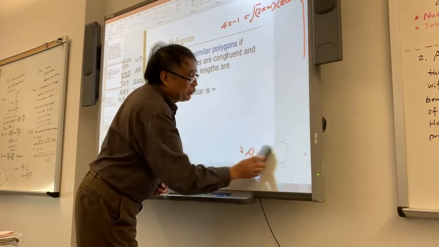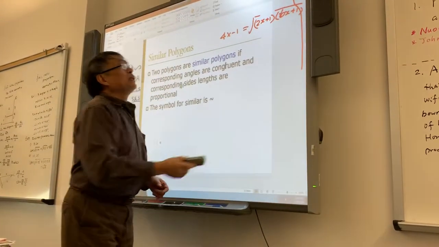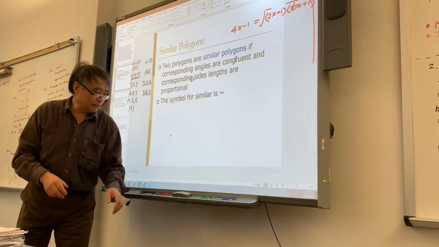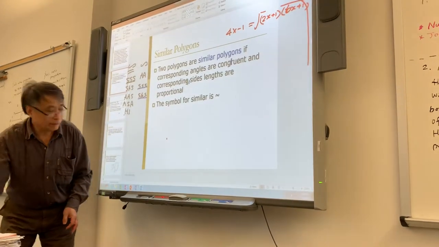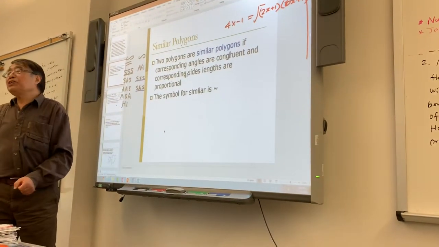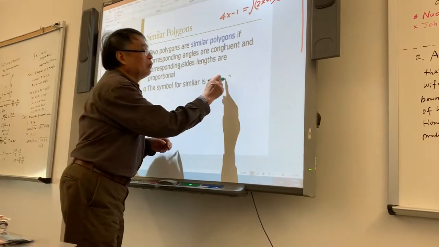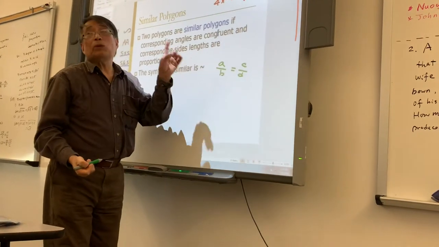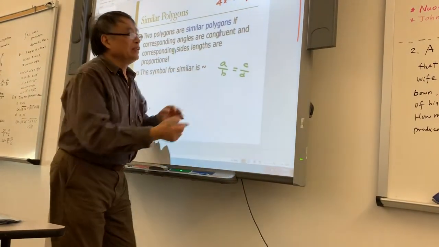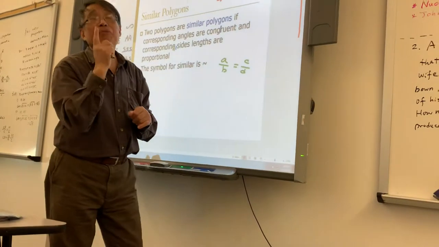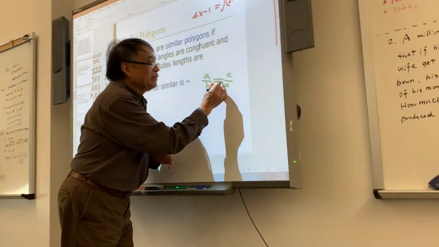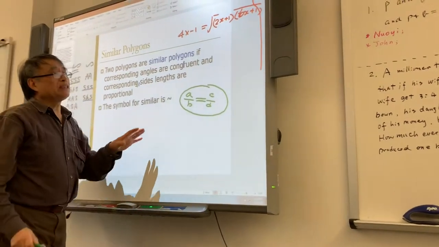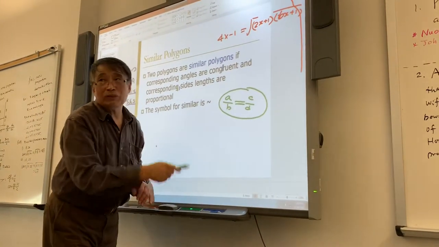We focus on ratio and similar polygons, basic ideas. A ratio means that A over B equals C over D. A over B is one ratio, C over D is another ratio. If two ratios have the same value, we use an equal sign to connect them. We call this a proportion. To solve the proportion, we use cross multiplication.